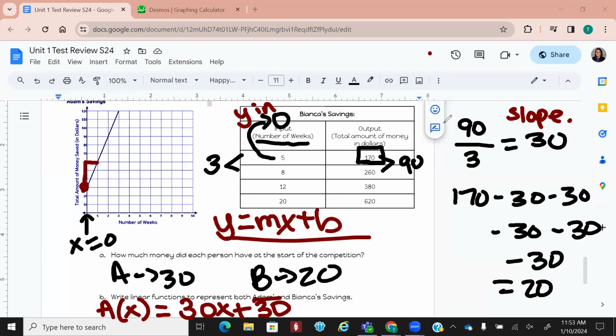Now, for Bianca, we're going to have b of x. And what was her slope? How much was she changing by? 30. And what was our initial?